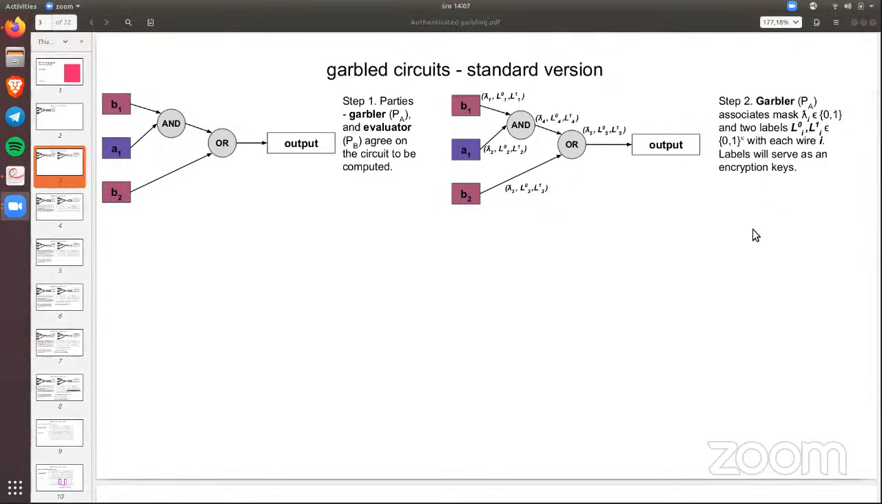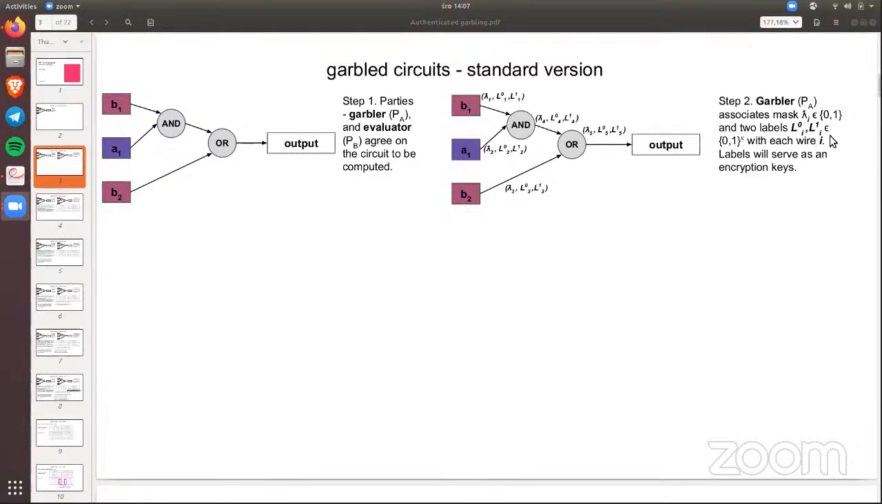The protocol is not symmetric. I mean, the garbler and evaluator have different roles in the protocol. Roughly speaking, the garbler will prepare the circuit in a very special way, and the evaluator, as the name suggests, will evaluate such a prepared circuit and send the output to the garbler. So, how does the preparation go?